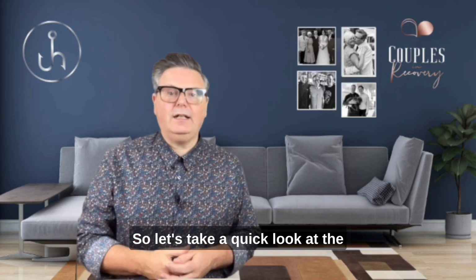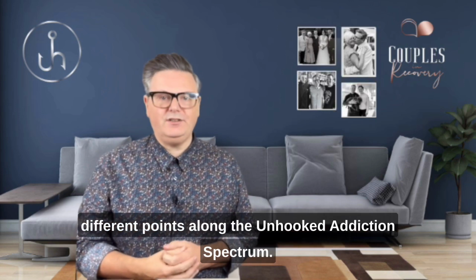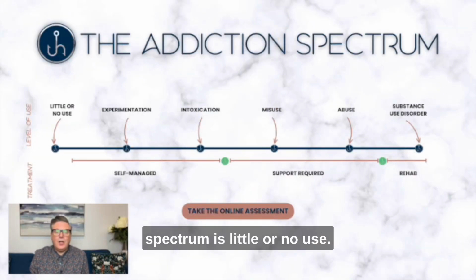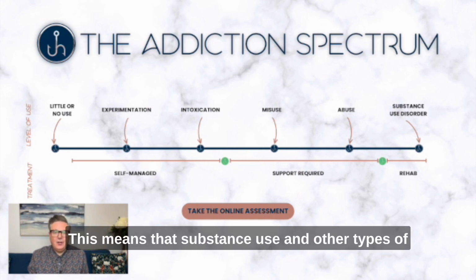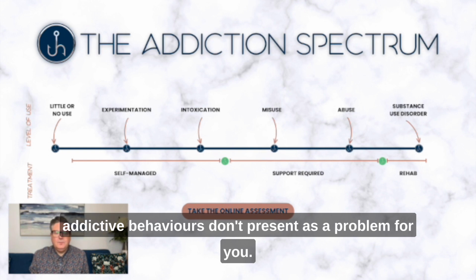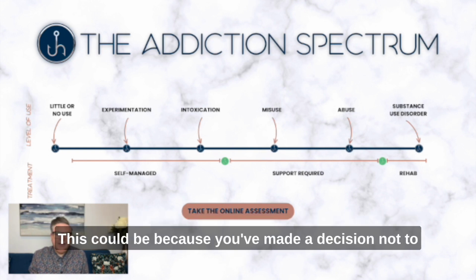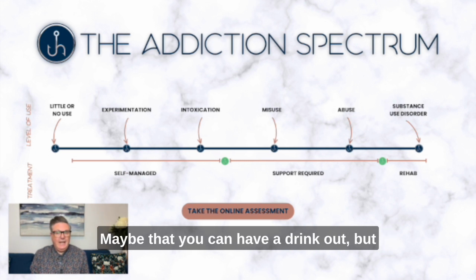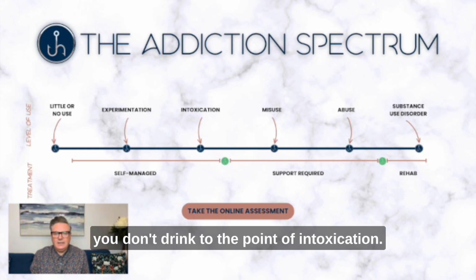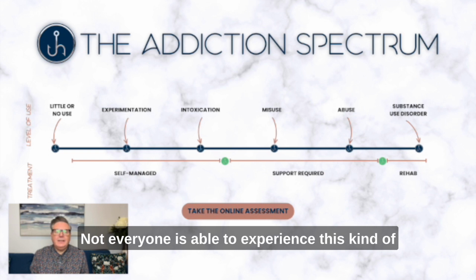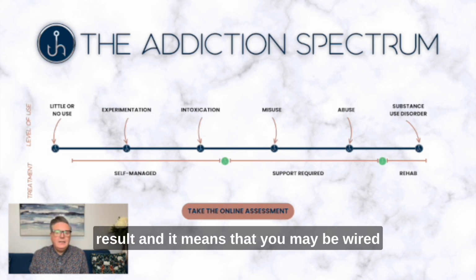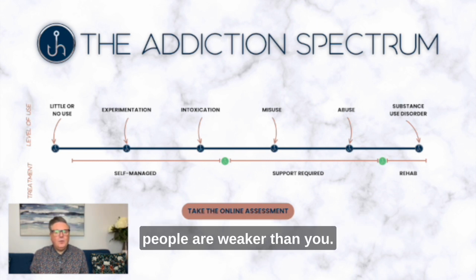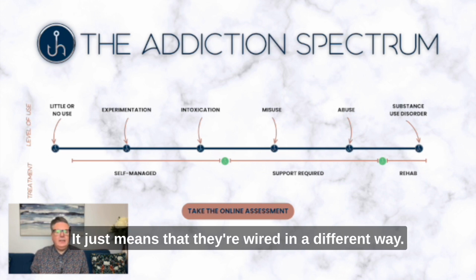So let's take a quick look at the different points along the unhooked addiction spectrum. The first stage on the addiction spectrum is little or no use. This means that substance use and other types of addictive behaviours don't present as a problem for you. This could be because you've made a decision not to use, or you don't have the opportunity to use. It may be that you can have a drink out, but you don't drink to the point of intoxication. Not everyone is able to experience this kind of result, and it means that you may be wired differently from those who do struggle with addictive behaviours. This doesn't mean that those people are weaker than you, it just means that they're wired in a different way.